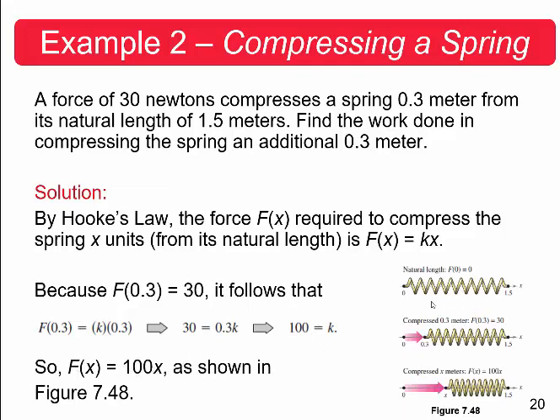You can see this here. So here's my spring. To move it from its original position 0.3, it requires 30 newtons, sorry about that, 30 newtons. So seeing that, I can figure out what k was, which is 100.